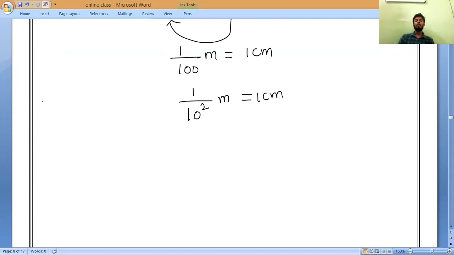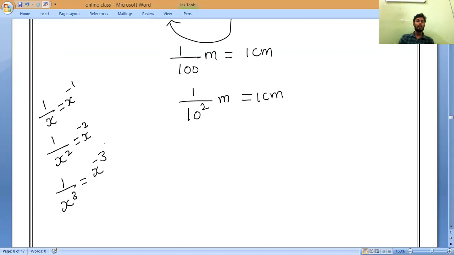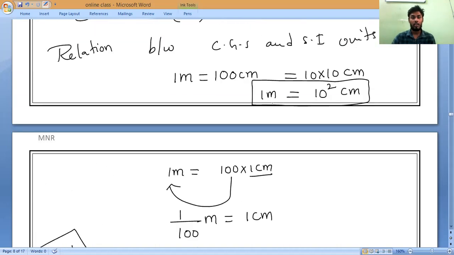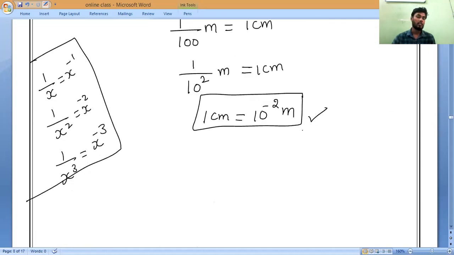Now, in mathematics always remember, 1 by x I can write as x power minus 1. In the same way, 1 by x squared I can write as x power minus 2, and 1 by x cubed as x power minus 3. Now, 1 by 10 power 2, how can I write it? 10 power minus 2 meters. So this is the relationship between meter and centimeter. Clear, Harish?